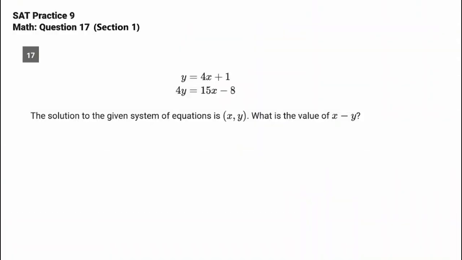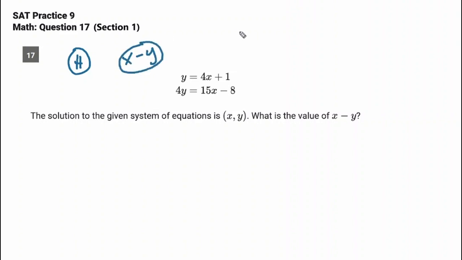We're on SAT Practice Test 9, Math Section 1, Question 17. What's the level of difficulty here? It's definitely hard. You've got 2 equations. The solution to the given system of equations is x, y. What's the value of x minus y? So write down what you're looking for and circle it.